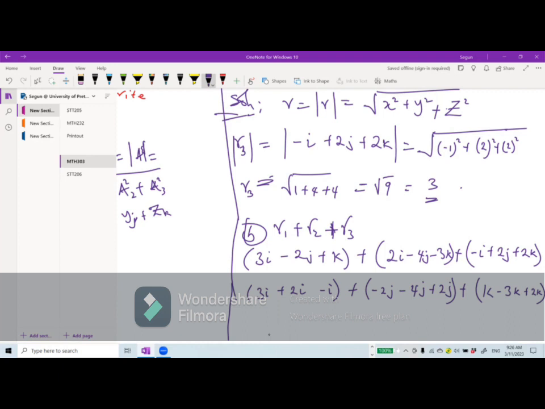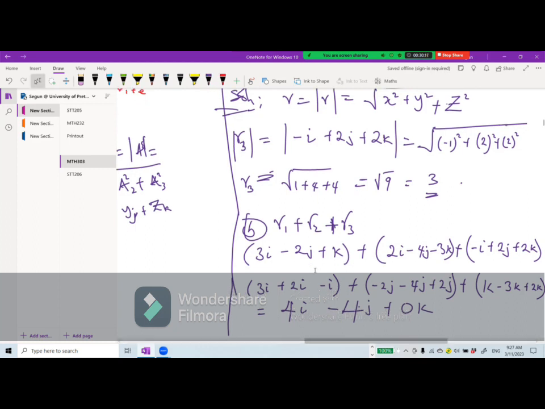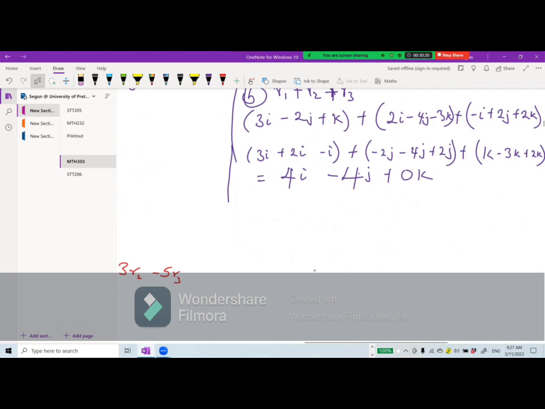So I already have all of them component by component. If I add everything here together, I have 4i. Then, if I add everything here together, I'll have negative 4j, since everything is j, plus 0k. So it's simple. Then we can now find the magnitude value of this. To find the magnitude value of this, it's pretty simple.